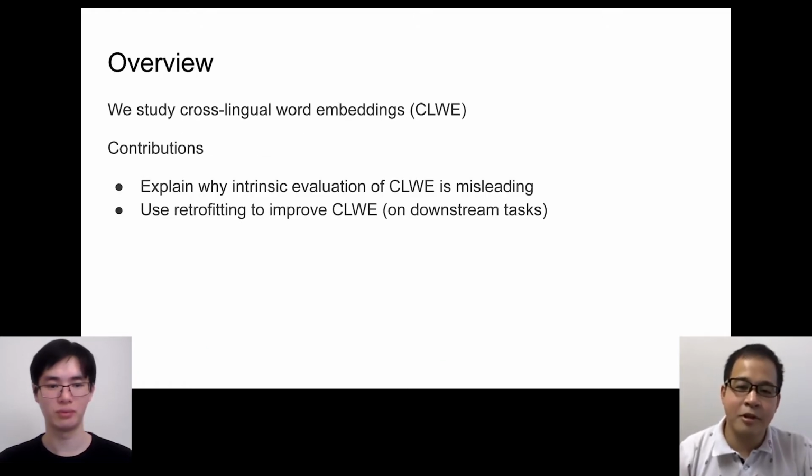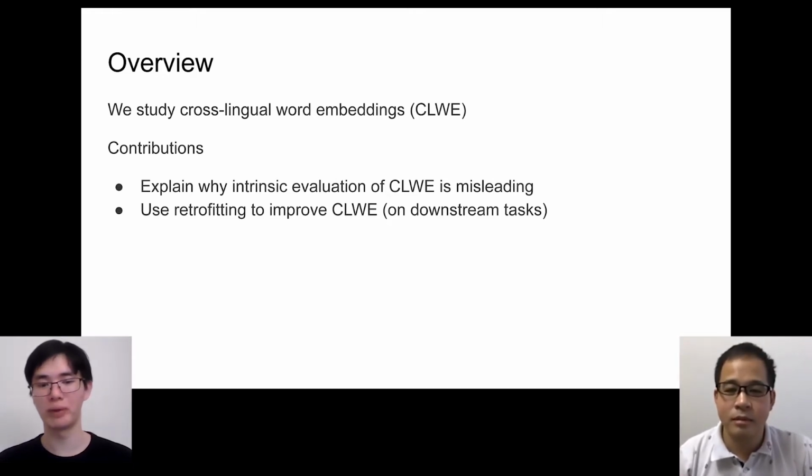This paper studies cross-lingual word embeddings and makes two contributions. Previous work often compares cross-lingual word embeddings using an intrinsic evaluation task called bilingual lexicon induction. We explain what's wrong with this. Motivated by our insight, we then use retrofitting to improve cross-lingual word embeddings on downstream tasks.